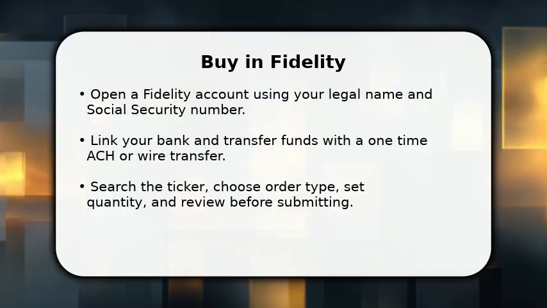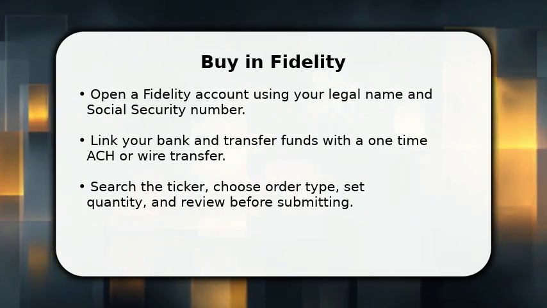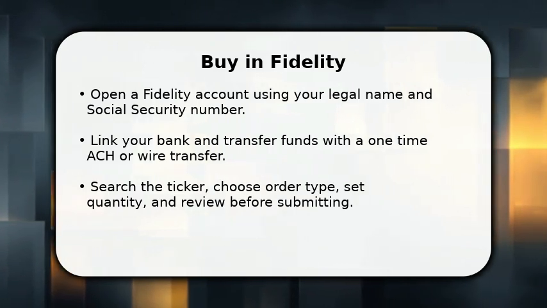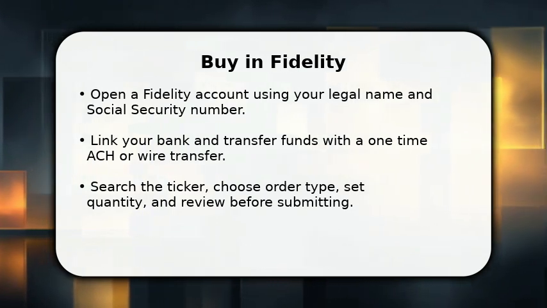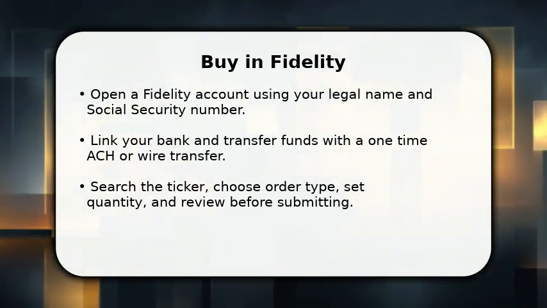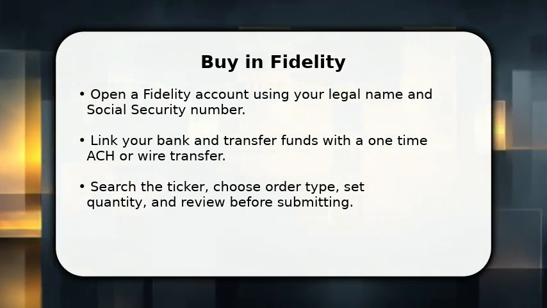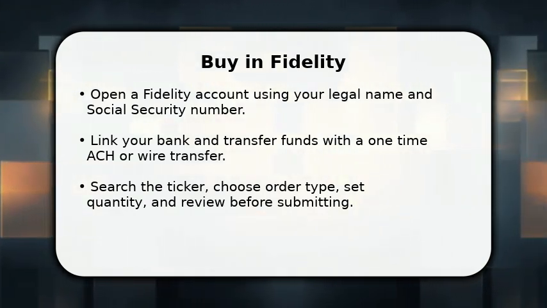Enjoy the video. In this video, I will explain how to buy in Fidelity, only way. Start by opening a Fidelity account and linking your bank for transfers. Next, search the ticker symbol and choose a market or limit order. Enter the quantity you want to buy and confirm fees, then submit the trade and monitor your account confirmations and Form 1099 for tax details after trades settle.